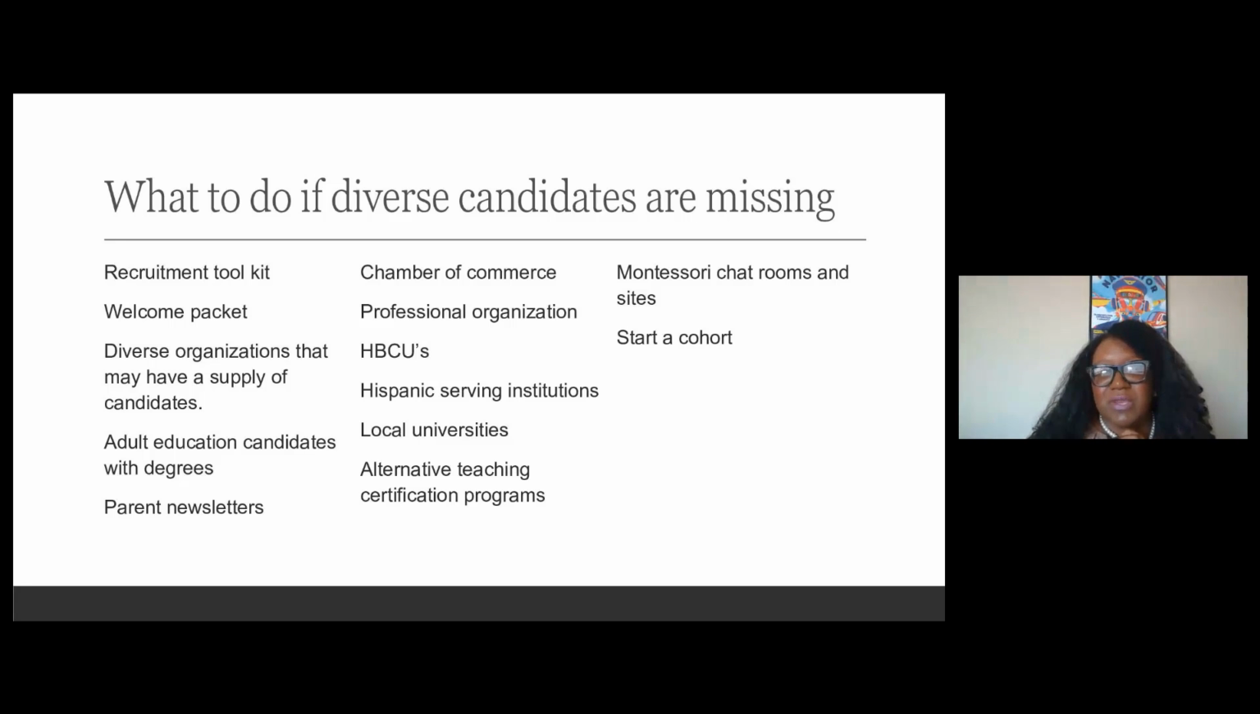HBCUs, Hispanic serving institutions, your local universities, alternative teaching certification programs. Do you have a relationship with one of those programs? If you don't, you should. Some districts have their own programs, but if you don't, then you should absolutely be connecting with those folks. So make sure to reach out to them and develop a relationship.